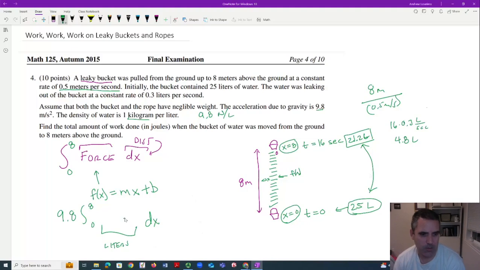We know the y-intercept is 25 for this line. We just need the slope. The slope is going to be 25 minus 20.2, which is 4.8, over 0 minus 8. So it's negative 4.8 over 8, which comes out to be negative 0.6. Negative 0.6. That's it. We're done.